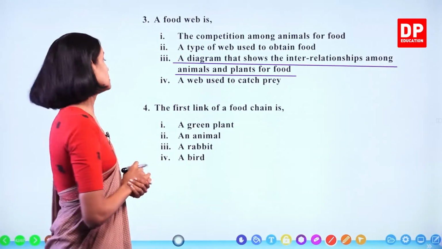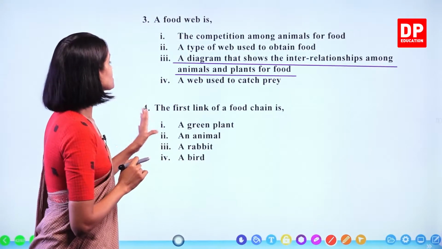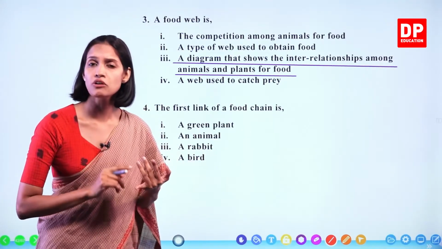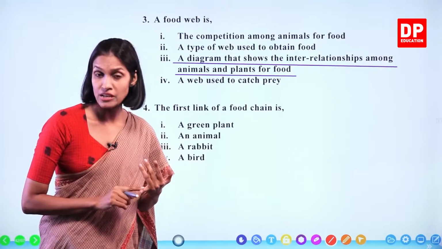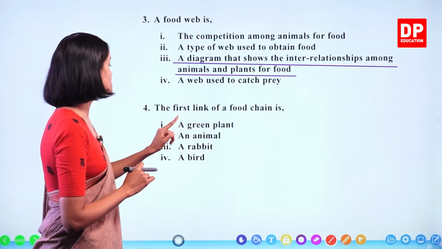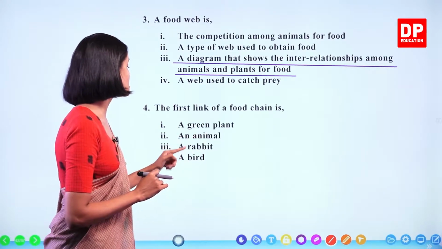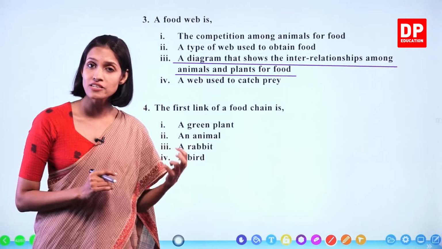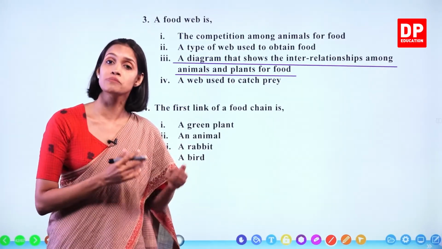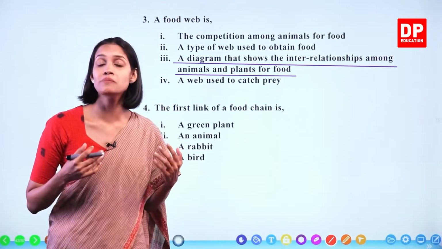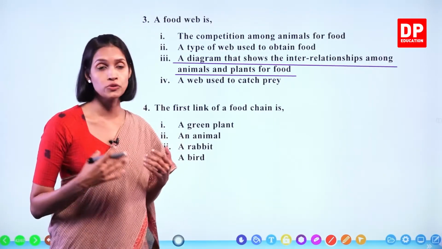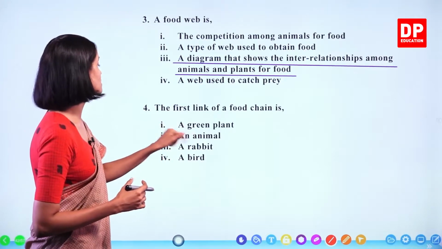Right, children? Number 4. What is the first link of a food chain? It is always a green plant. It's known as a producer, okay? A green plant, an animal, a rabbit, a bird. The first link has to be an organism that can produce its own food. So it must be a green plant, because green plants can do photosynthesis and produce their own food, okay? So it has to be a green plant.